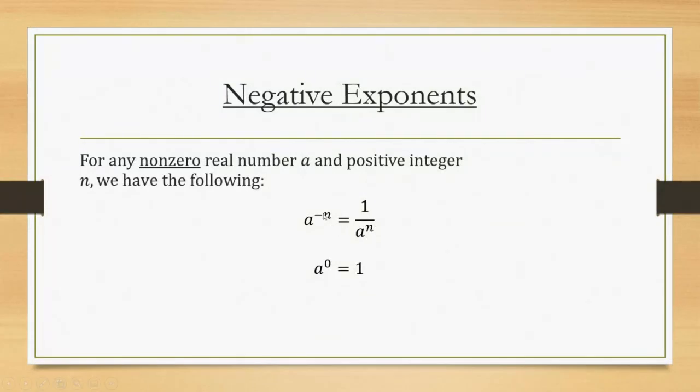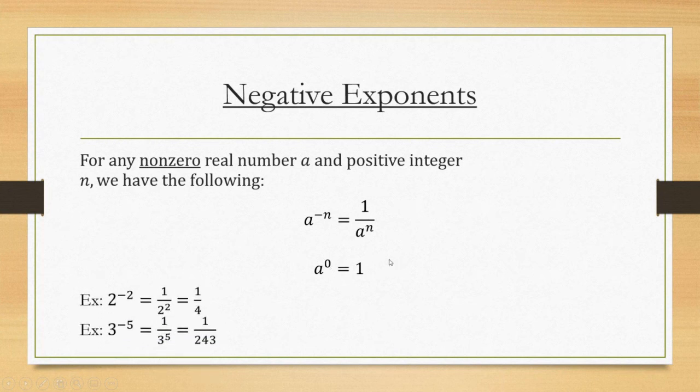Hopefully you can see why a has to be non-zero, because I think it's on the next slide actually, you'll see that if a were 0, this would be 1 over 0. We don't divide by 0. You never divide by 0. And it turns out, and we'll see a proof later on, any non-zero number raised to the 0 is 1. So a to the 0 is 1 if a is not 0.